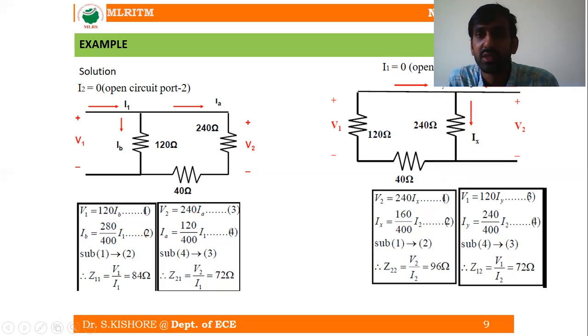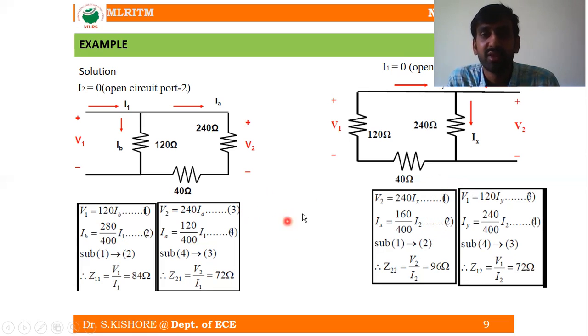Applying the current division rule, Ix is equal to the source current, that is I2, into the opposite resistance, that is 120 ohm in series with the 40 ohm. So 120 plus 40 is going to be 160, divided by the total resistance, that is 240 plus 40 plus 120, which is 400. So Ix is going to become 160 divided by 400 into I2. So let us say this is the equation number 2 and the previous one is equation number 1.